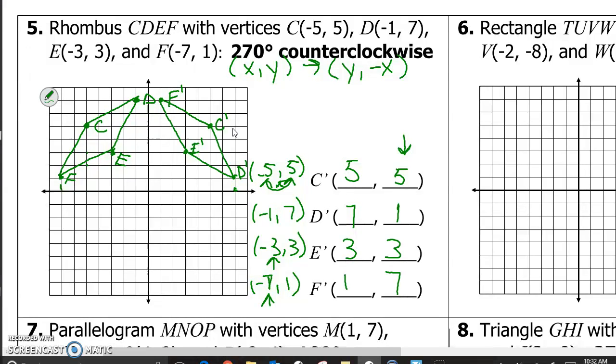So we turned or rotated that figure 270 degrees. It's like it started, each point starts here and rotates that way. Rotates that 270 degrees. Okay, I'm going to have to stop this video because of time, so move on to the next one.